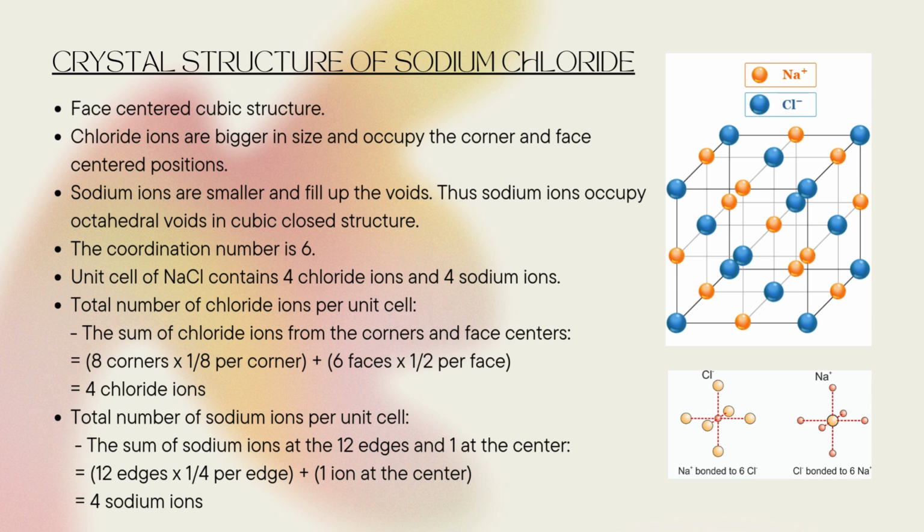This is because each sodium ion is bonded to 6 chloride ions, and each chloride ion is bonded to 6 sodium ions. The unit cell of NaCl contains 4 chloride ions and 4 sodium ions. The total number of chloride ions per unit cell is the sum of chloride ions from the corners and face centers, which gives 4 chloride ions per unit cell. The total number of sodium ions per unit cell is the sum of sodium ions at the 12 edges and 1 at the center, which gives 4 sodium ions per unit cell.